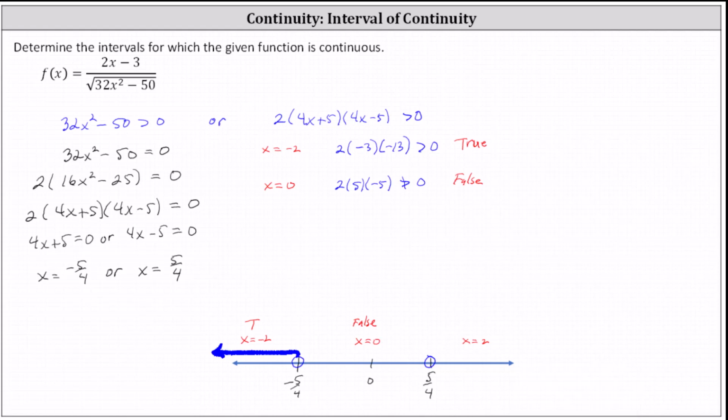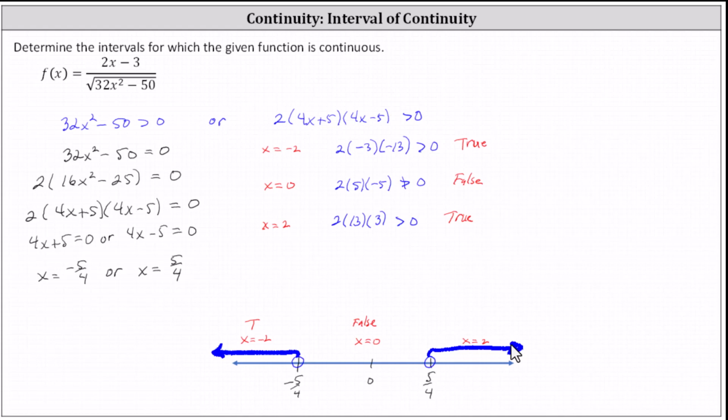And now we'll test x equals 2. When x equals 2, we have 2 times 8 plus 5 is 13, times 4 times 2 is 8 minus 5 is 3. The product is positive, which is always greater than 0, which indicates the entire interval is true. So we can go ahead and graph the interval x greater than 5/4. Now we have the graph of the intervals for which f of x would be continuous.